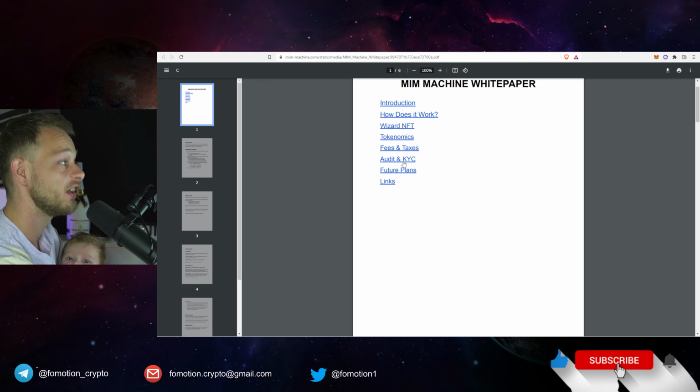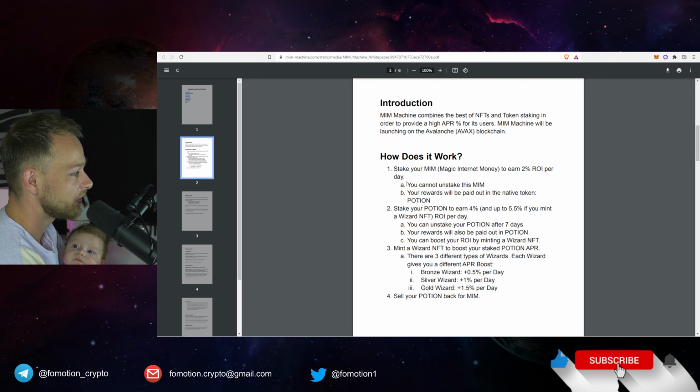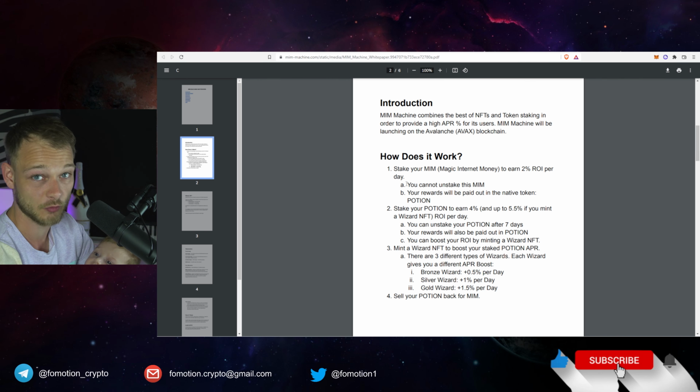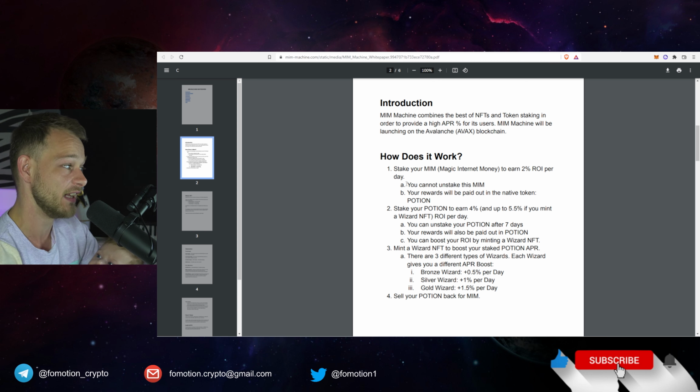tokenomics, fees, taxes, audit and KYC, future plans, and all links. So how does it work? Stake your magic internet money to earn 2% return of investment per day. You cannot unstake this MIM. Your rewards will be paid out in a native token, potion.